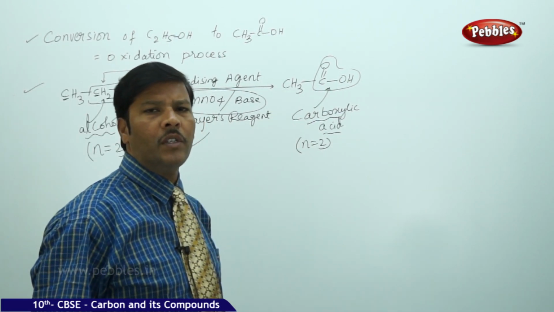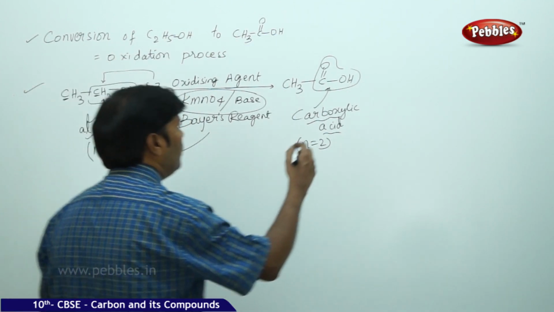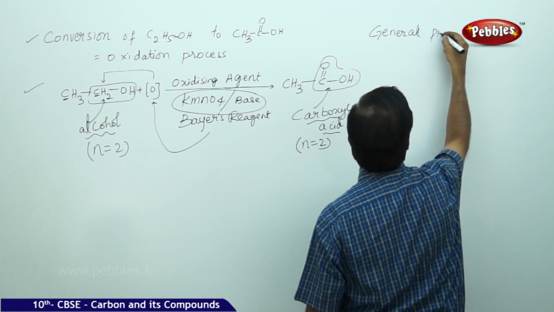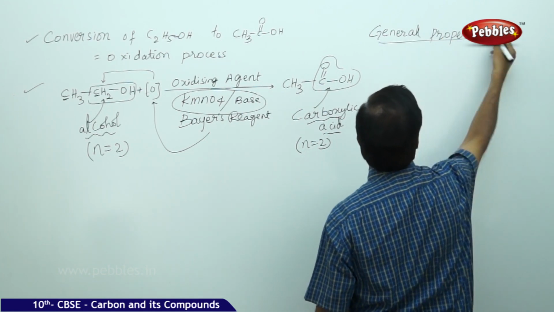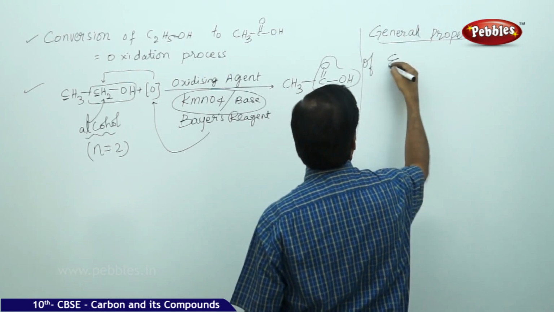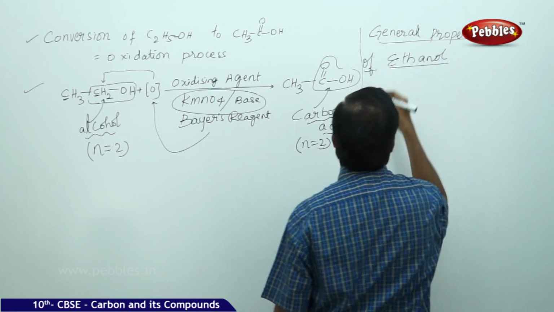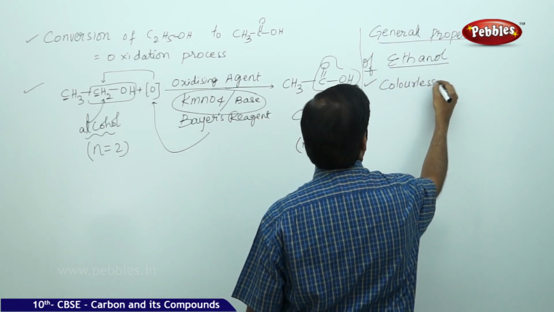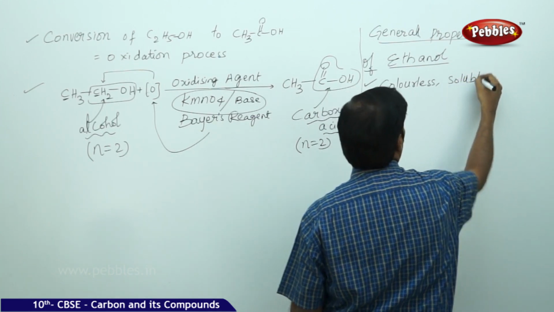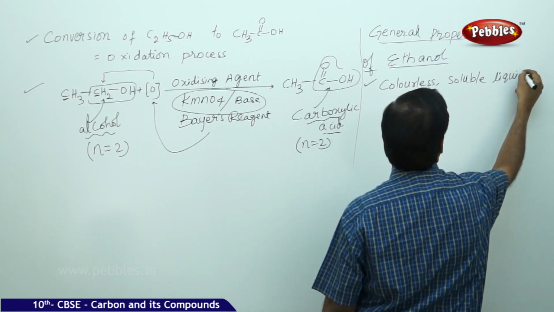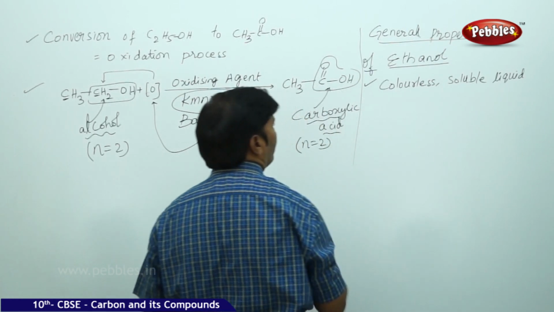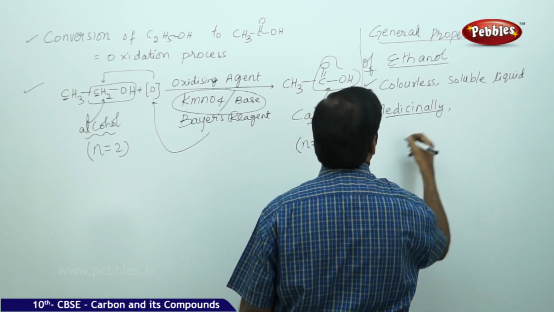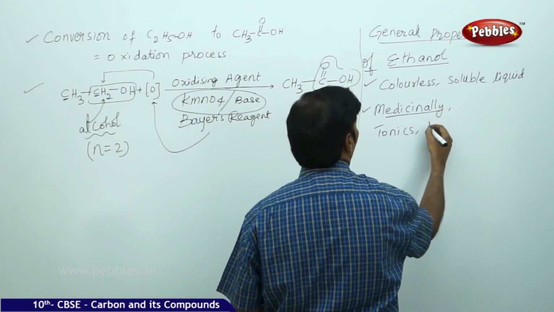So the next part of the discussion is the general properties of ethanol. Ethanol is a colorless, soluble liquid. It is used medicinally, in tonics and syrups.